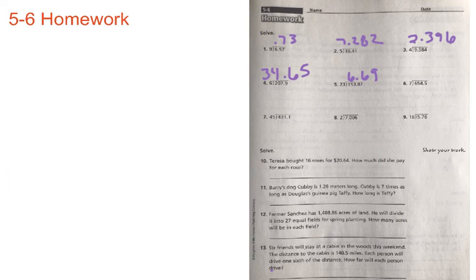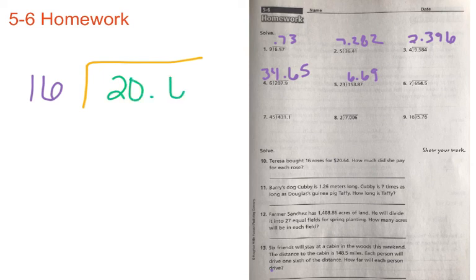Let's go down to your story problems. We'll complete one together. Number 10. Teresa bought 16 roses for $20.64. How much did she pay for each rose? Well, if all of the roses together cost her $20.64, we know that we're going to have to complete a division problem to figure out how much each rose cost. She purchased 16 roses, and those 16 roses cost her $20.64. First thing I do every time is put my decimal on the line.